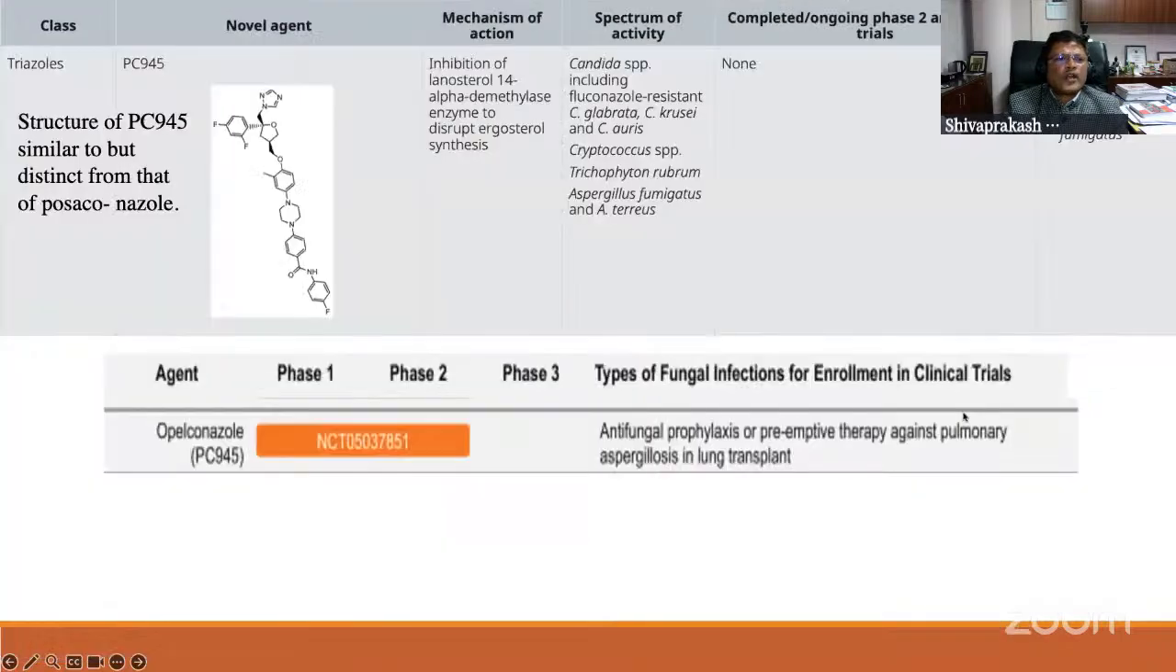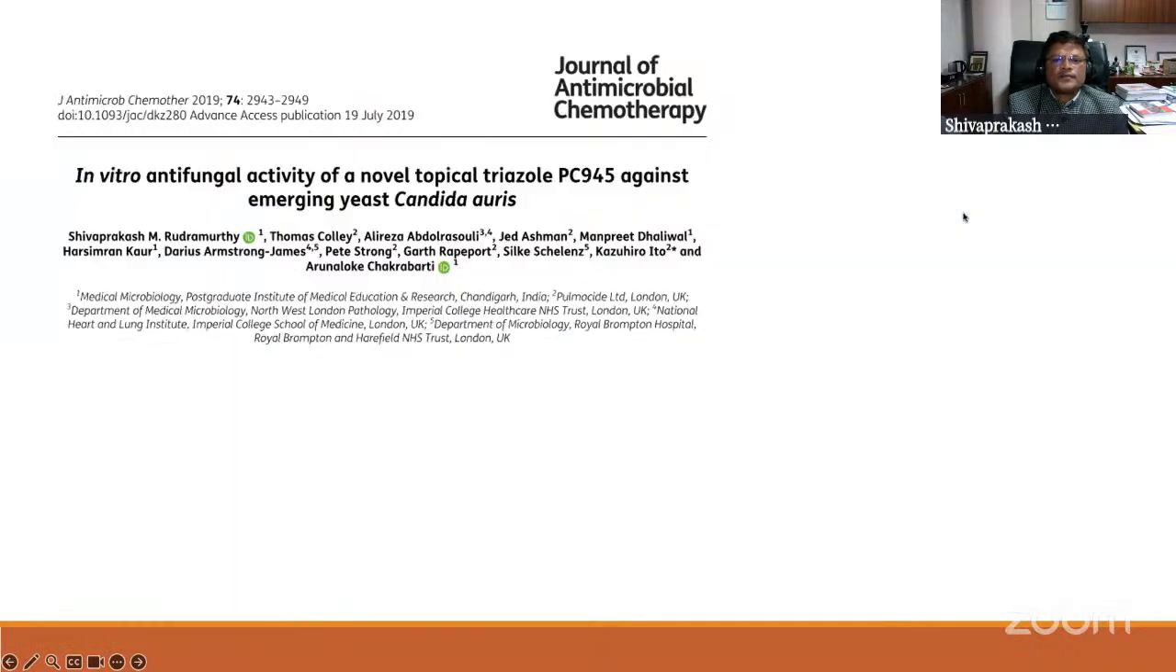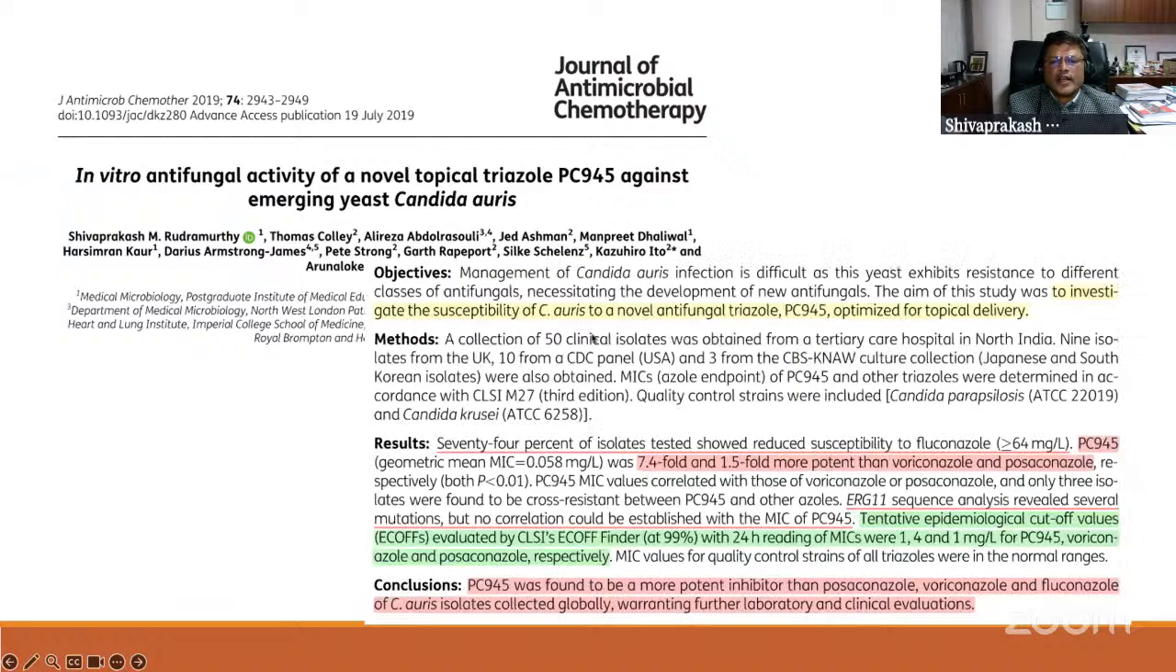And the next important one is PC945. This is again the one we are talking about. It is coming up as a formulation for nasal delivery. If you give a nasal delivery, especially in case of chronic pulmonary aspergillosis, mainly they have developed it for this one because it has a very good effect on Aspergillus fumigatus, Aspergillus terreus, and it has a very broad spectrum of activity. We also have evaluated and found that it has a good effect on Candida auris.